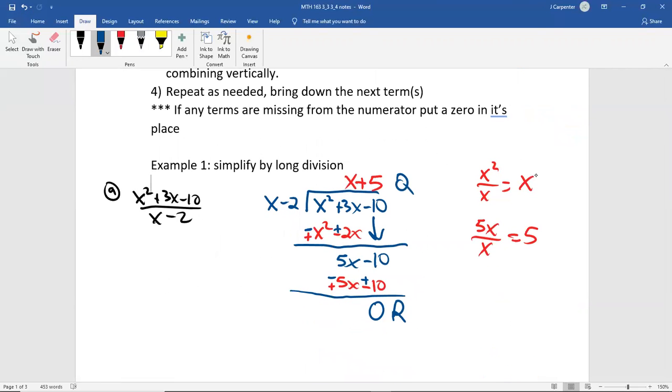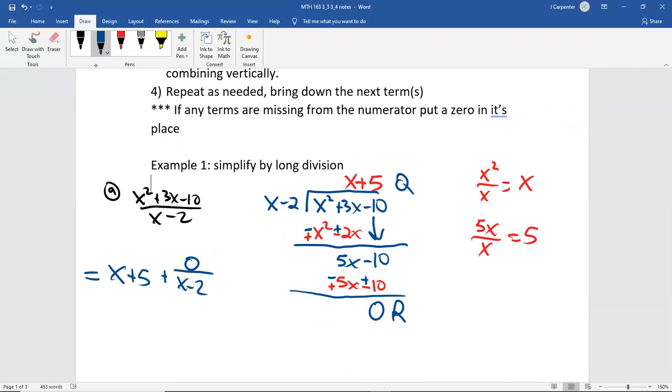So there's our quotient, there's our remainder. Our original denominator was x minus 2. So at the end of the day, what we get is the x plus 5, there's our quotient, then plus the remainder of 0 over the original denominator of x minus 2.